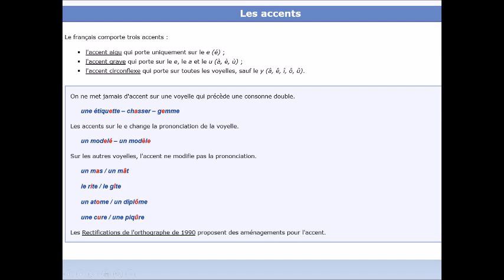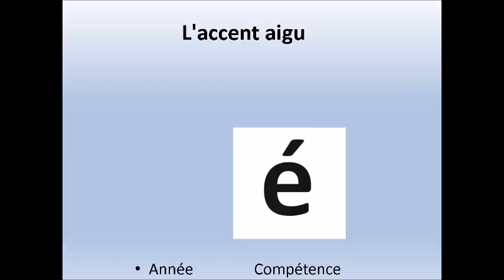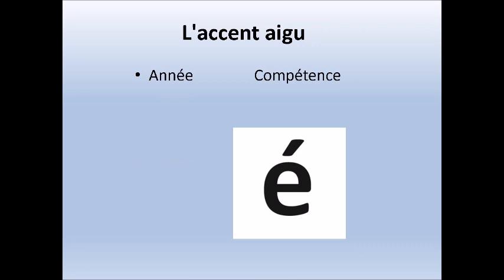Let's look at the accents. L'accent aigu, certain words with the accent aigu, when you see the accent in this direction, it's always aigu. It's sharp. Année, compétence, répéter, défi, André. I'll let you do the rest.